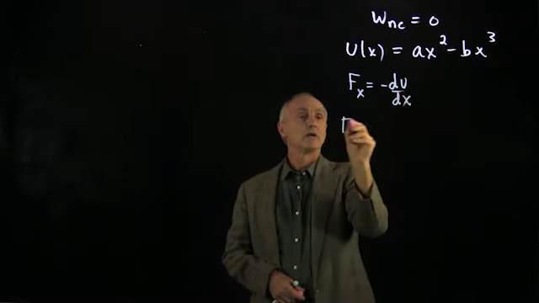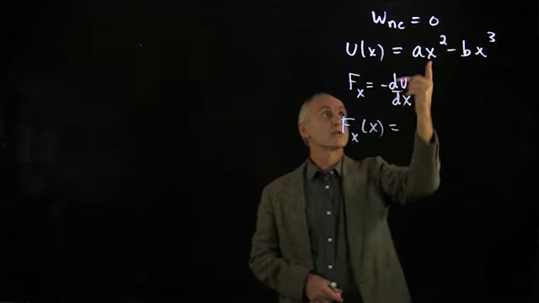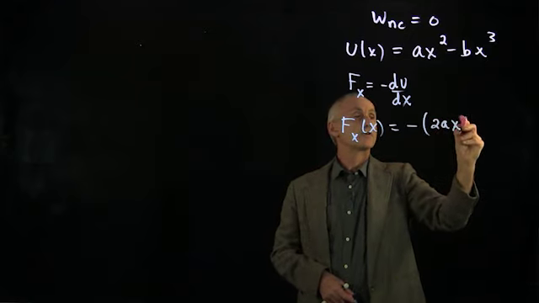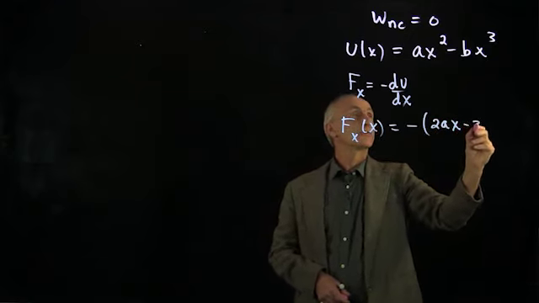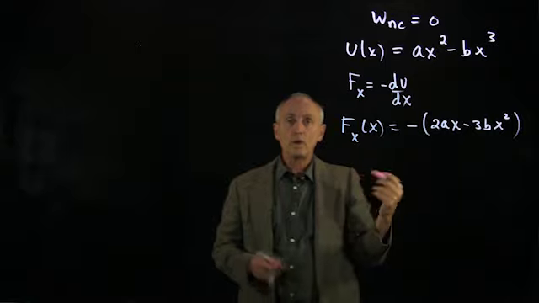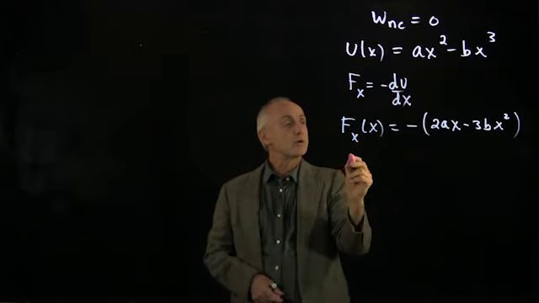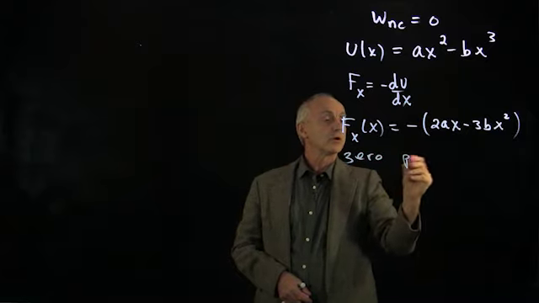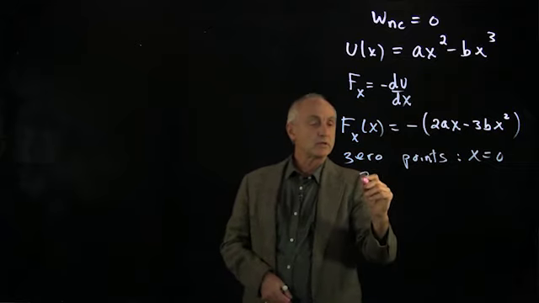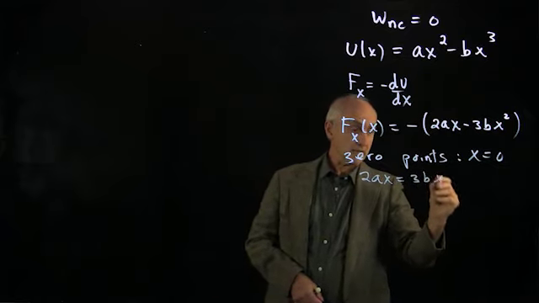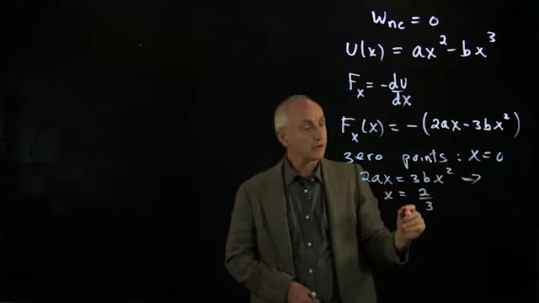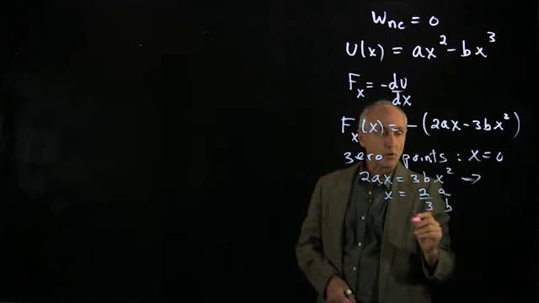So if we differentiate this, our force is a function of x. Because of that minus sign, you always have to be careful when you take that type of derivative. We get, as far as the force goes, 2ax minus 3bx squared. Now, we ask ourselves, where does this force vanish? If we look at the zero points for the force, we can see immediately that there's one at x equals 0. The other one, if we set 2ax equal to 3bx squared, tells us that we have another zero point at x equals 2/3 a over b.